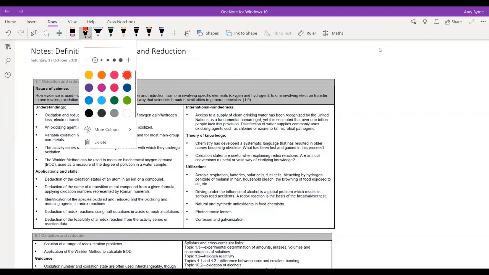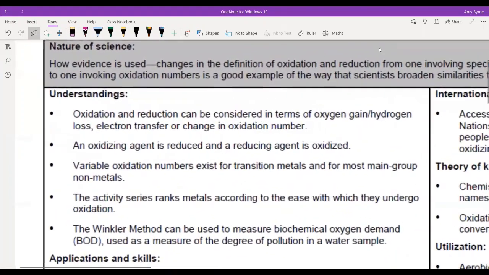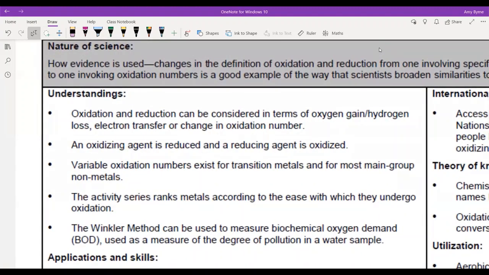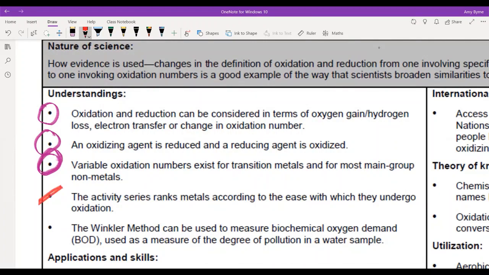Now, my purpose with this video is not to cover all of this topic 9.1. I am just going to talk about oxidation and reduction as terms, what oxidizing and reducing agents are, and what we mean by variable oxidation numbers. I am not talking today about activity series or Winkler method.